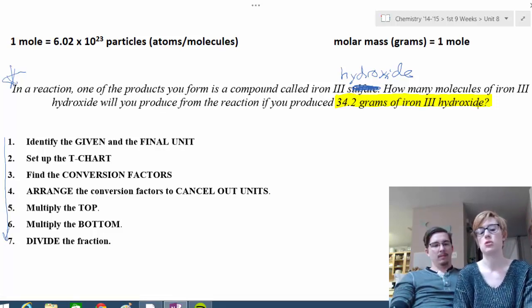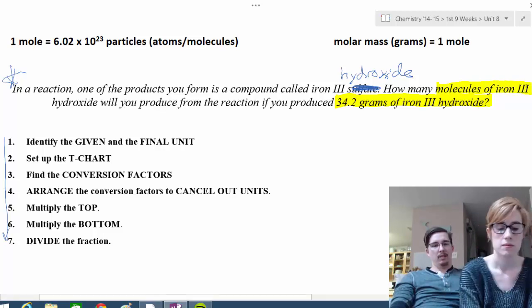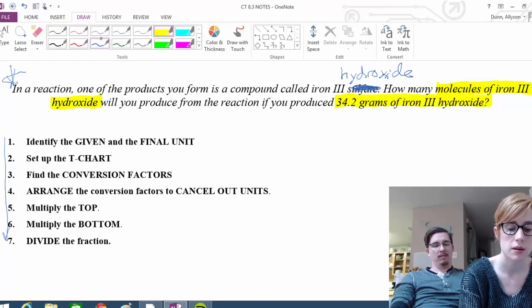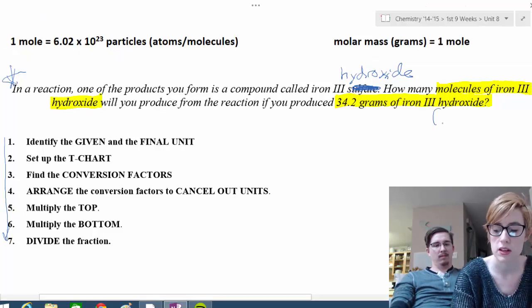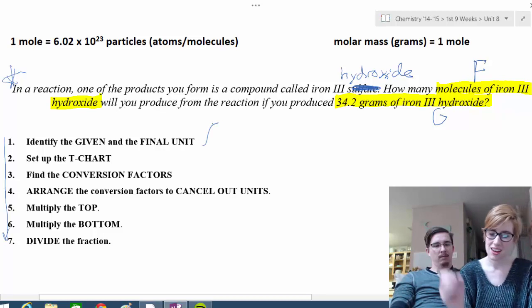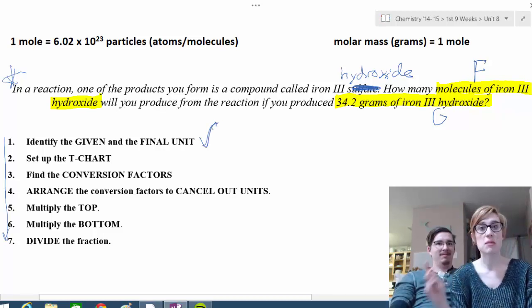What am I trying to convert to? Molecules. Molecules of what? Iron 3 hydroxide. Right. So I start with grams of iron 3 hydroxide, and I'm going to molecules. So this is my given, label it G. This is my final one, I'm going to label it F. So we've done step one. Yay! Doesn't that feel great? Okay. So number two is we're going to set up our T-chart.